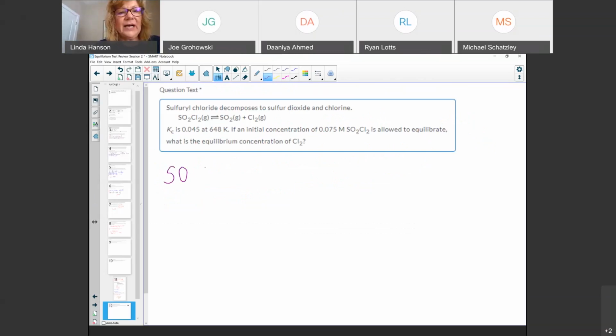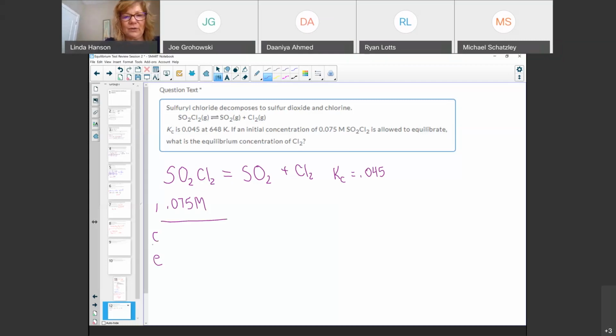SO2Cl2 in equilibrium with SO2 and Cl2. Kc is given to us as 0.045 at a specific temperature. We have 0.075 molar of SO2Cl2 initially. What is the equilibrium concentration of chlorine?